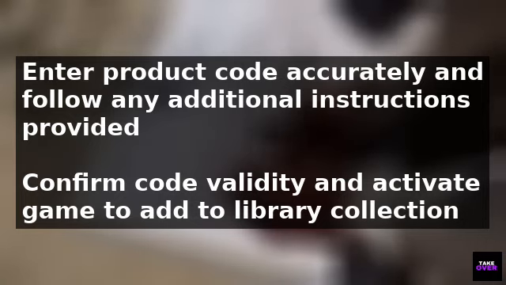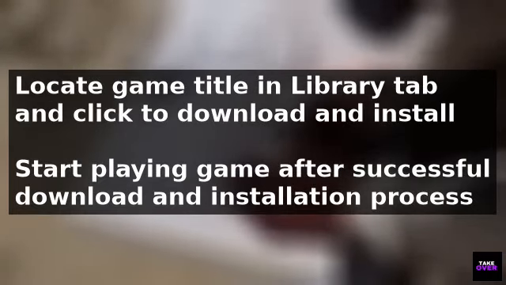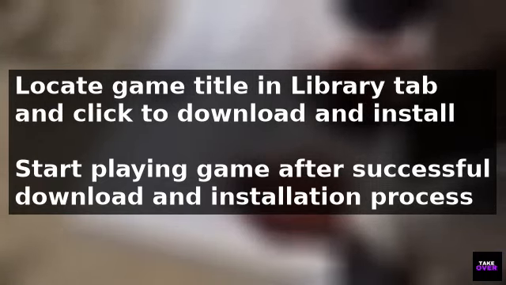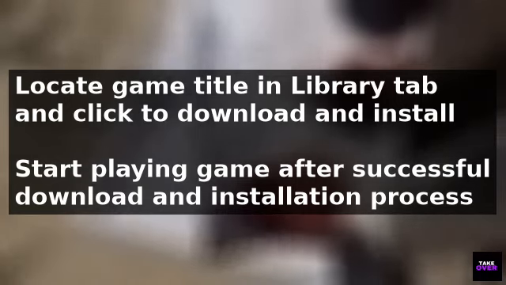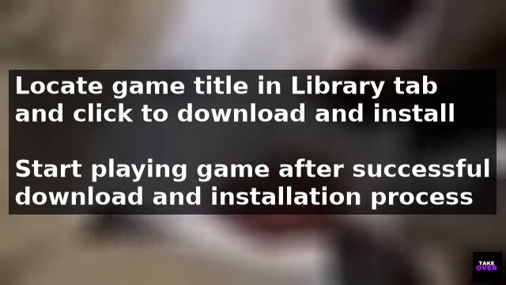Then, locate your game title in the Library tab of the Steam client. Click on it, and proceed to download and install the game. With the game now in your library, you can start playing it.